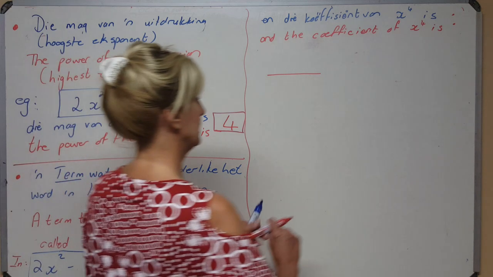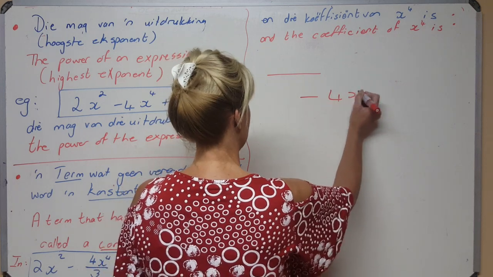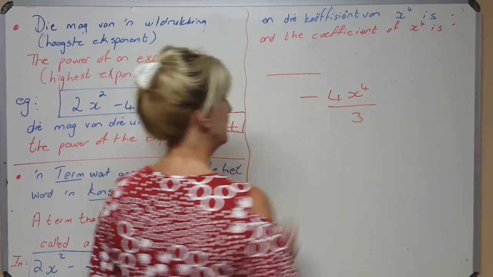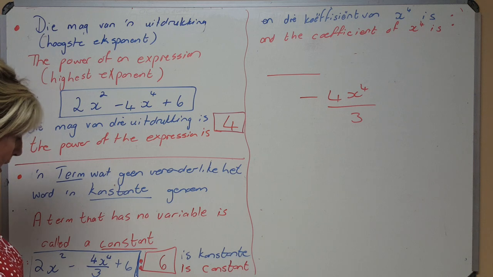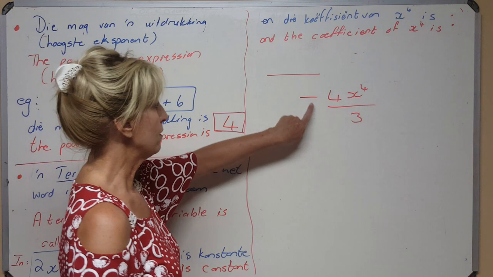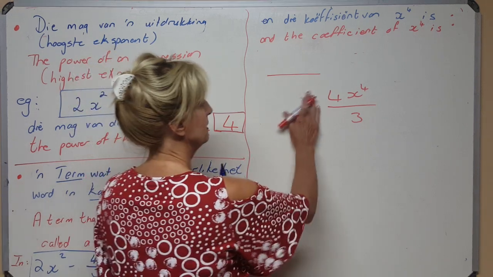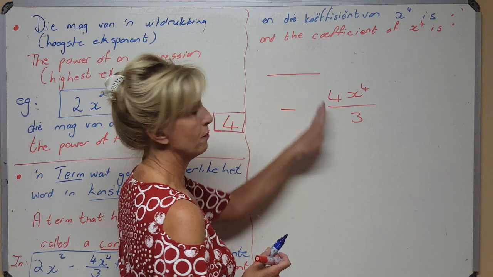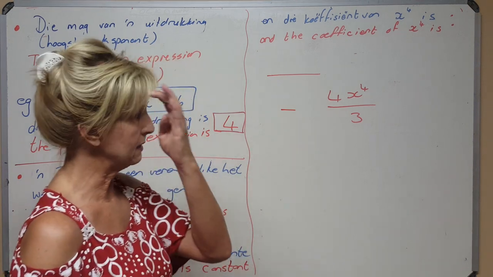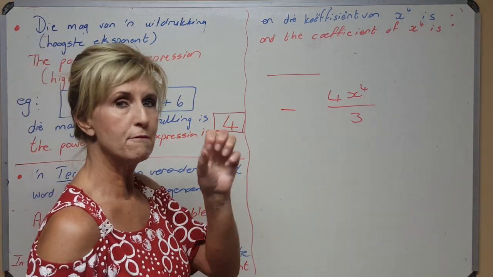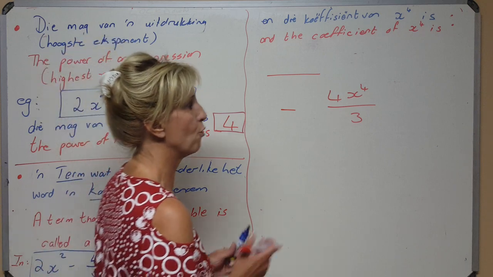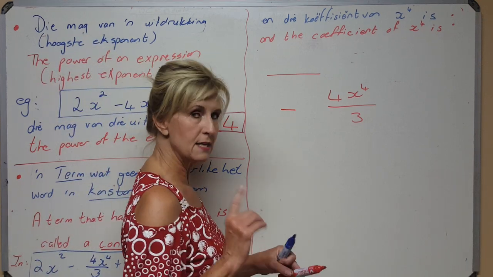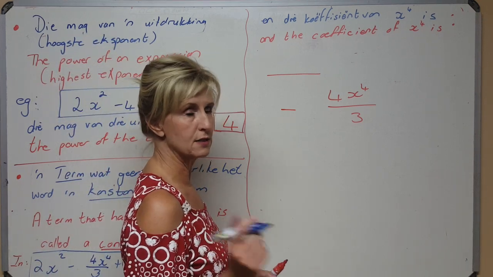I want to rewrite it here. Minus 4x^4 over 3. Just this term. Because if I look at this term, and very important, I must also write the minus. Whether that minus is right there in the front, far away from it, closer to it, at the top, at the bottom, it doesn't really matter. But if I want to look at the number in front of the x to the power 4, what is it? There's a catch, and people get caught out in a test on this.